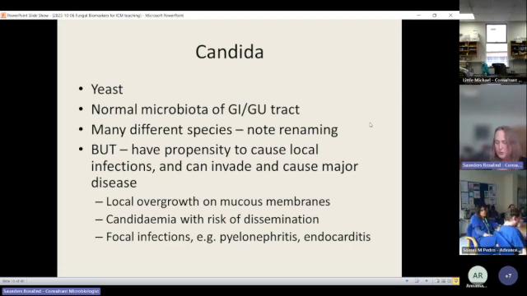So if you look at the literature, you might find all sorts of things like Meyerozyma for things that we used to call different species of Candida. So just be aware of that if you're doing any further reading about this.